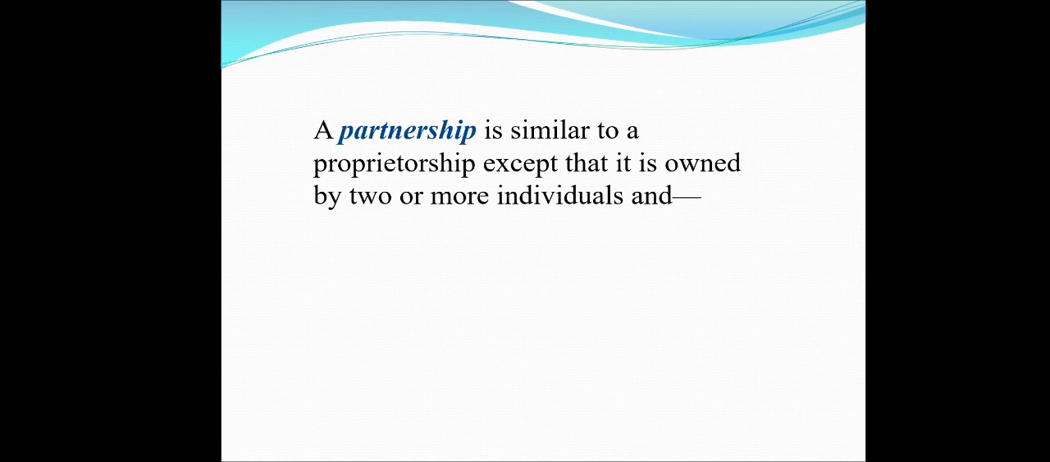Let's say in the future you have 5 friends and you all want to start a business. You want to open a restaurant. So you can form a partnership, a business owned by 5 partners. The number of partners in Malaysia is between 2 to 20 people, as far as I know.